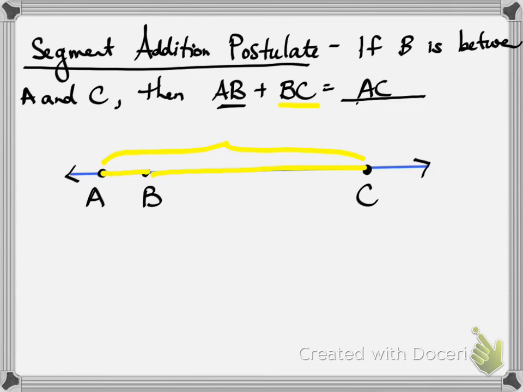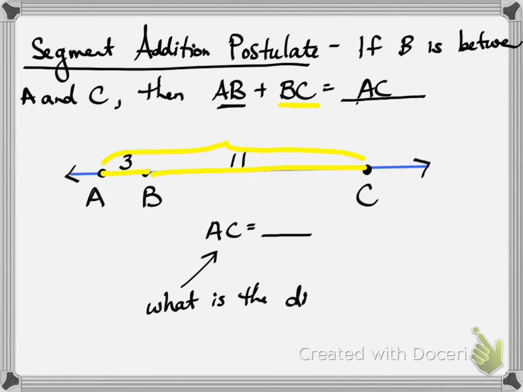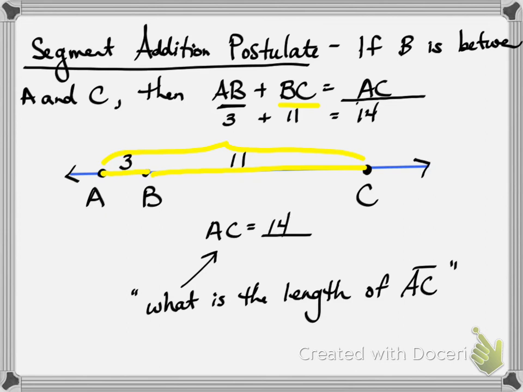And we get to use this so many times and in so many different ways. If AB was 3 and BC was 11, could you answer this question for me? What is the length of AC? Or what is the distance between? I'm going to actually say what is the length of segment AC? Well, yeah, we could. But we could use this postulate, AB plus BC equals AC. So the length of AC is 14. Segment addition is great.